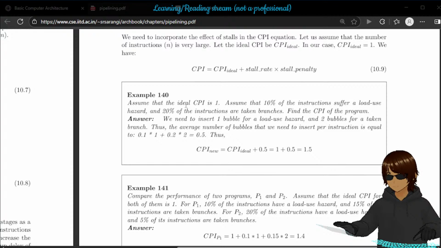Assume that the ideal CPI is 1. Assume that 10% of the instructions suffer a load use hazard. 20% of the instructions are taken branches. Find the CPI of the program.